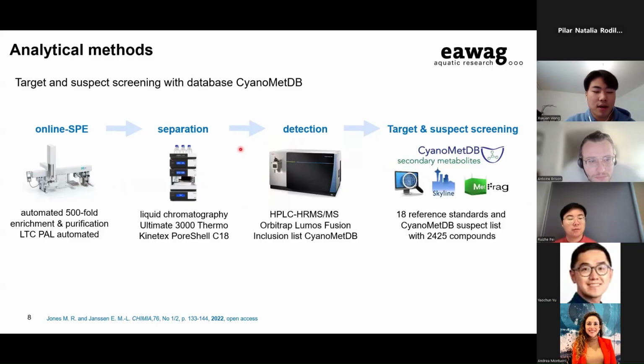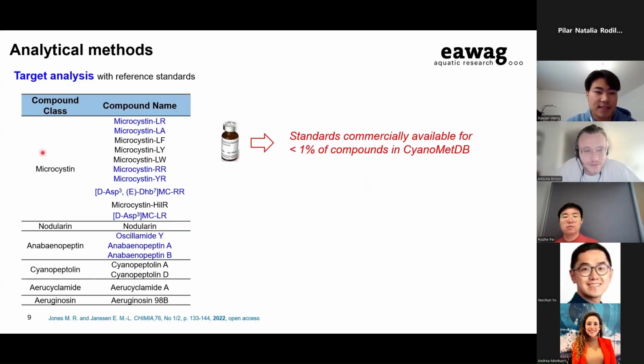For the samples, we used online SPE enrichment to enrich and purify the samples and measured with liquid chromatography coupled high-resolution mass spectrometry. Based on CyanoDB, the database, we used Skyline to interpret the data from the LC-MS. In our lab, we have 18 standards that we could compare with our LC-MS data, so we could calculate the absolute concentration of these metabolites or toxins.